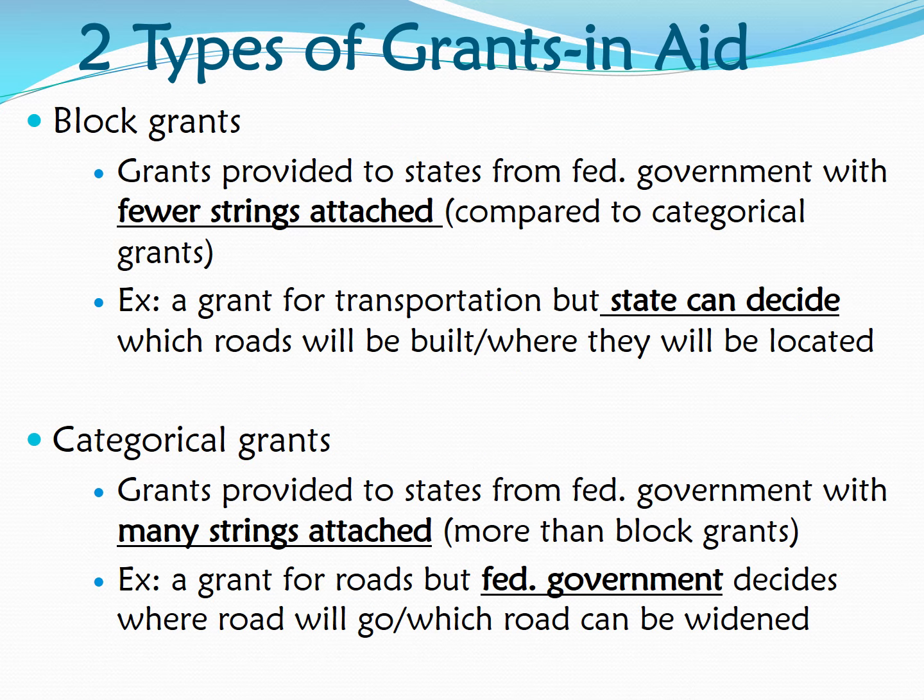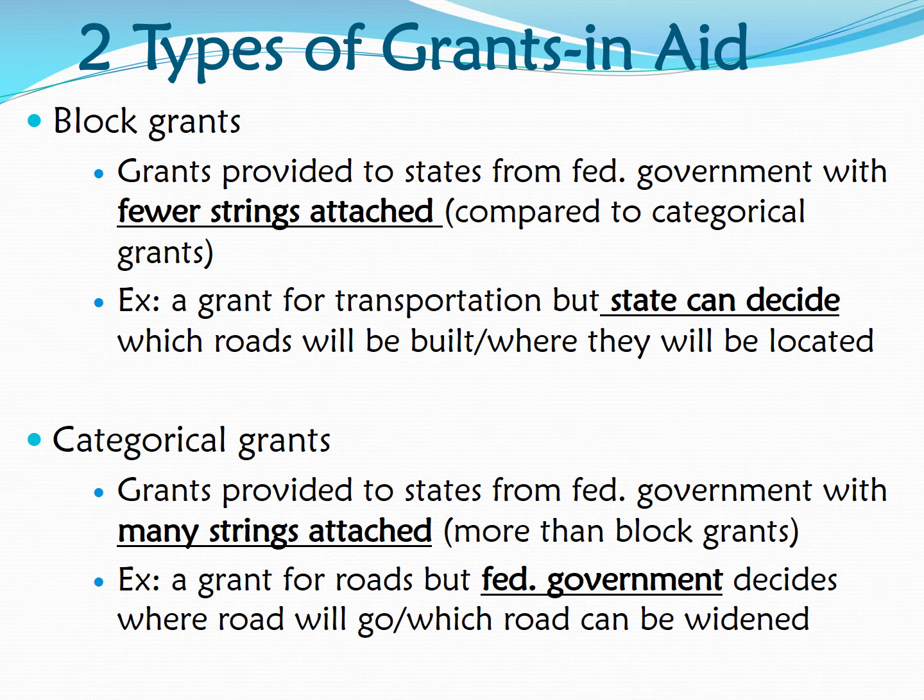Well, the two types of grants the federal government can offer are block grants or categorical grants. Now, you can see from the definitions here that block grants are grants that are provided to the states from the federal government with fewer strings attached.